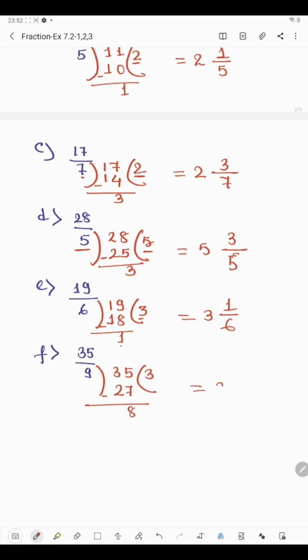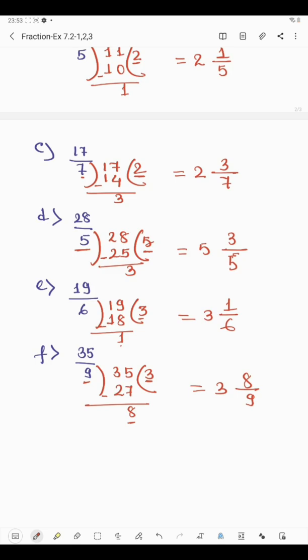So we'll write the quotient at first. This is the quotient, this is the remainder, and this is the divisor. The divisor, which is the denominator here, will remain the same, and 3 and 9 we have already put, so 8 is left, which is the remainder. The remainder we will put in the numerator. Okay, so the mixed fraction will become 3 8 by 9. So this was all about question number 2.